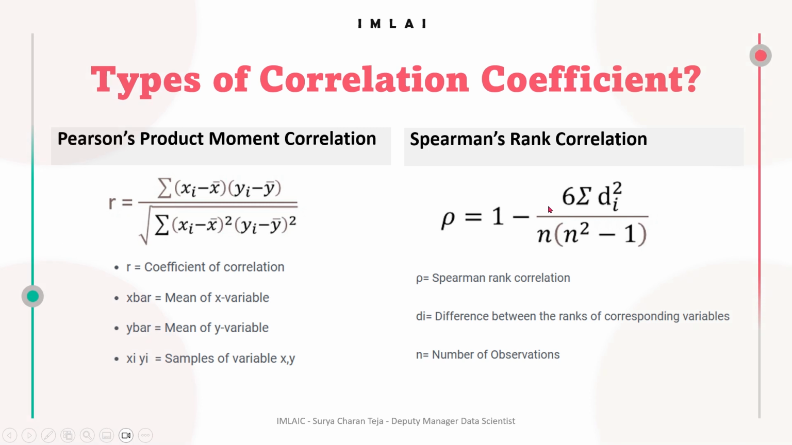That's d1 is equal to y1 minus x1, so rank of y and then rank of x, and d2 is equal to y2 minus x2. d3 is equal to y3 minus x3, and n is the total number of observations. So that's called Spearman's rank correlation. These are the two types of correlation coefficients which are widely used. One is Pearson's product moment correlation. The second one is Spearman's rank correlation.